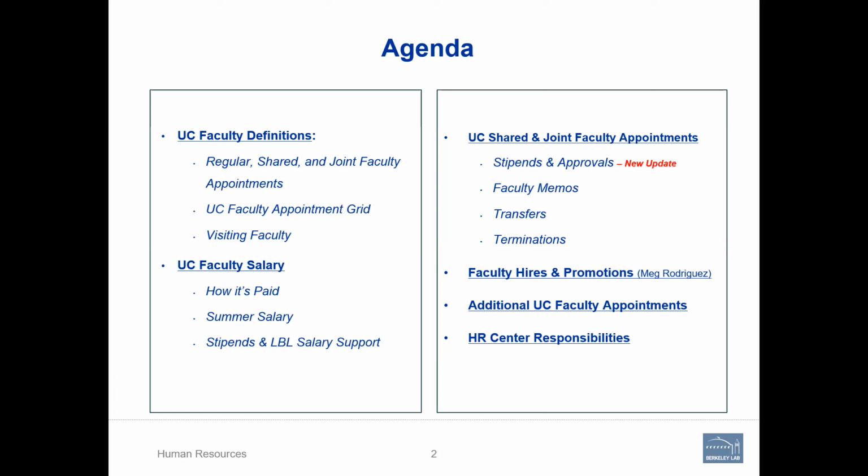From that point, we're going to go to the UC shared and joint faculty appointments, which is going to get into the specifics of why the majority of you are probably here. If you do have any faculty that are shared or joint, we're going to talk about stipends and approvals, which we have a new update on that, which is really good news. We had some changes that happened a couple of years ago that we are going to change back. We're also going to talk a little bit about faculty memos, transfers, and terminations.